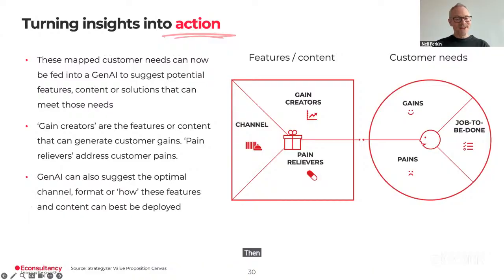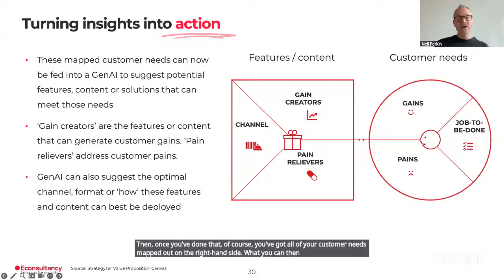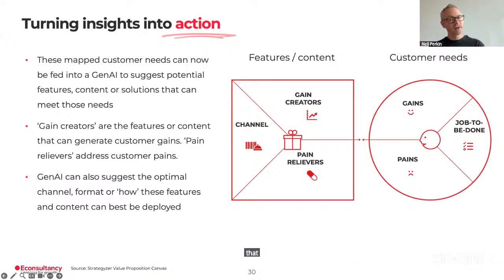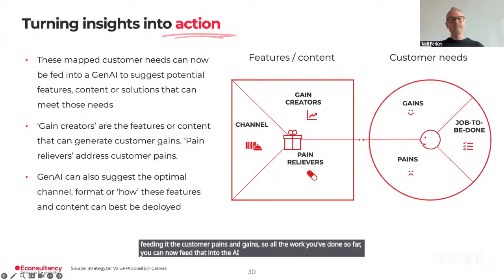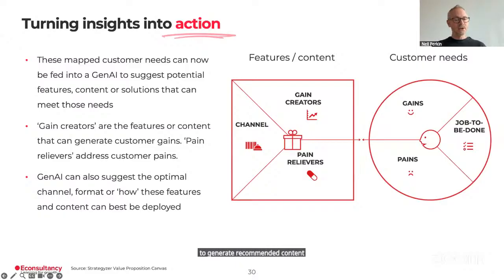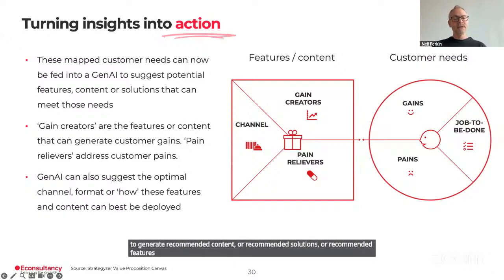Then once you've done that, of course, you've got all of your customer needs mapped out on the right-hand side. What you can then do is move across to the left-hand side of the canvas. And this is about all of the potential features or content or solutions that can meet those needs. So here again, you can prompt the AI by feeding it the customer job to be done, the customer pains and gains. So all the work you've done so far, you can now feed into the AI and prompt it to generate recommended content or recommended solutions or recommended features that can meet those identified needs.